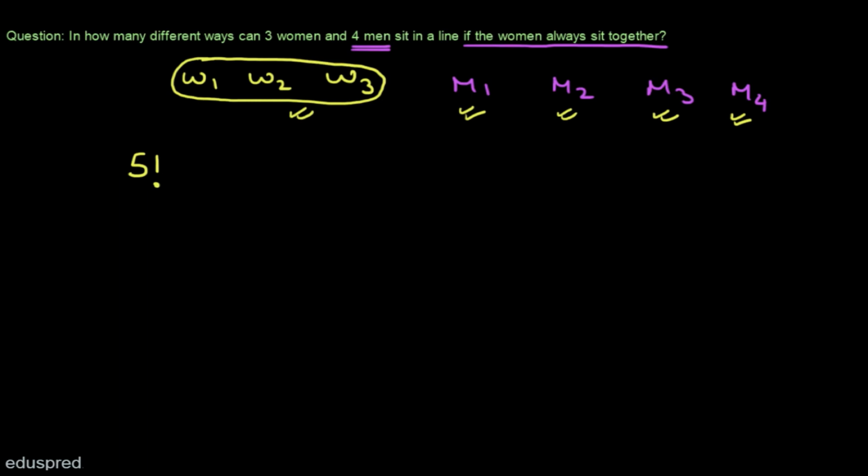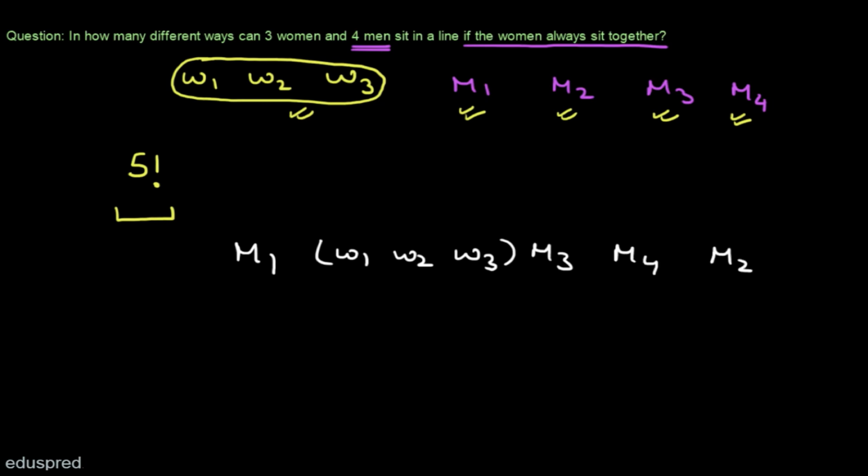First of all, let's have a look at the arrangements that are included in 5 factorial. So 5 factorial includes arrangements like M1, then let's say we have W1, W2, W3 combined, M3, M4, M2. This is one of the possible arrangements that is covered in 5 factorial. Another possible arrangement could be M4, M2, M3, W1, W2, W3 and M1. So this is another possible arrangement that is covered in 5 factorial and so on.